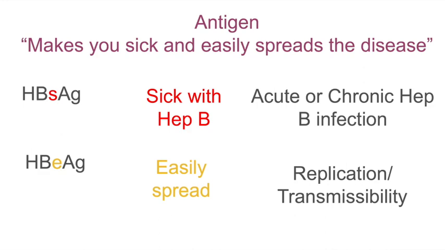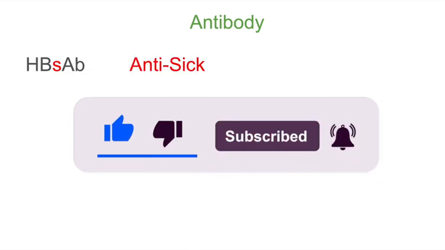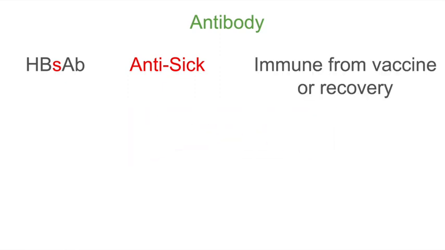Okay, so just pause the video or take a screenshot and really commit this to memory. But now let's move on to the antibodies. The antibodies are basically the opposite of the antigens. So the surface antibody means that you are anti-sick. You can't get sick from hepatitis B because you are immune from either receiving the vaccine or recovery of a previous hepatitis B infection or exposure.